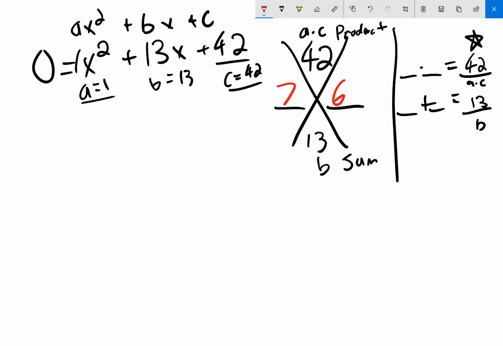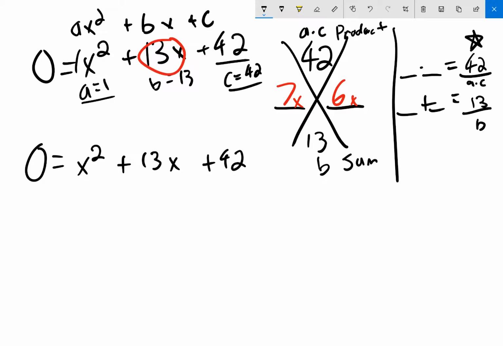Now what's going to happen is I'm going to use these as x terms. These two numbers, I'm going to make them x terms, and I'm going to use them to replace this original x term. So my quadratic originally, let me just write it back down, was x squared plus 13x plus 42. But what I'm going to do with the numbers that I just found, the 7 and the 6, is replace this middle term, that 13x, with these two terms that I just got. So a positive 7 and a positive 6. So plus 7x and plus 6x. And I'm going to throw them in the middle.